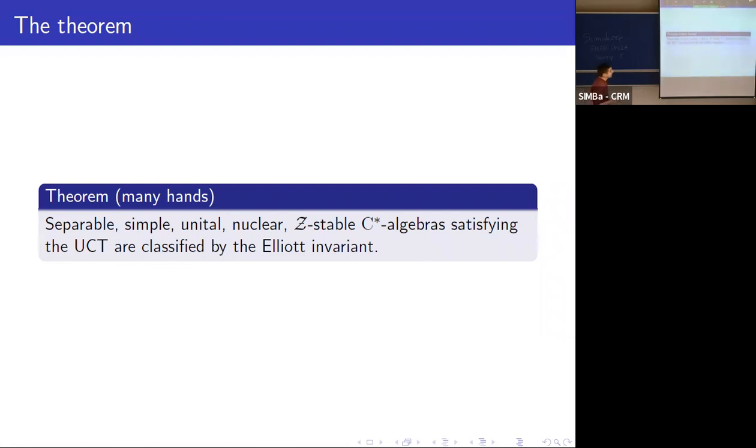Obviously, I don't expect any of you to understand any of these words. But the point of the talk is for me to define what these words are, at least informally, and to justify why this result is deep and also meaningful. As you can see, the theorem is about classifying certain objects with certain assumptions using some invariant. So the first thing I'm going to do is explain what these objects are, so I'm going to define what a C-star algebra is.